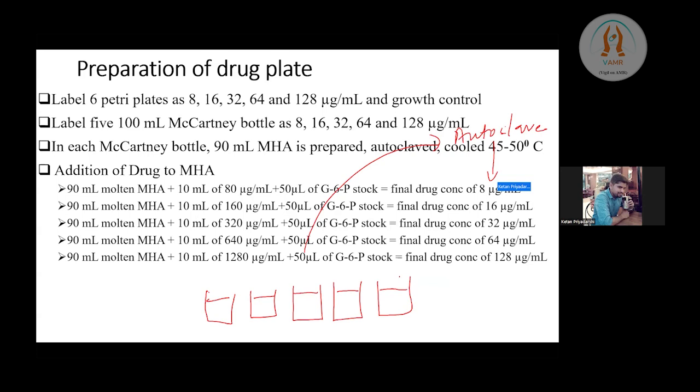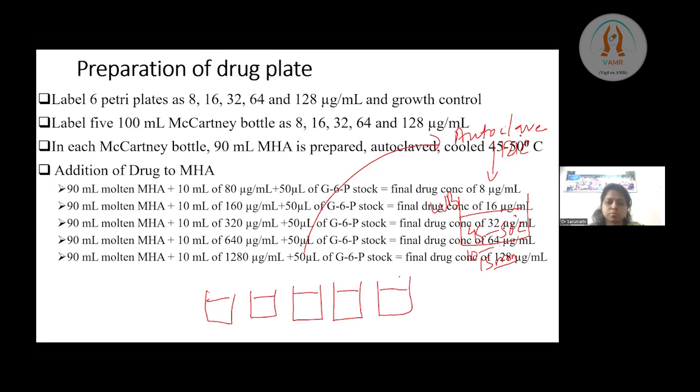Once it is brought out of the autoclave, it should be put in a water bath. Set the water bath temperature somewhere around 45 to 50 degrees, and let it come down from the autoclave temperature of 121. Usually it takes some 10 to 15 minutes to reach the water bath temperature. Then it is brought out of the water bath.